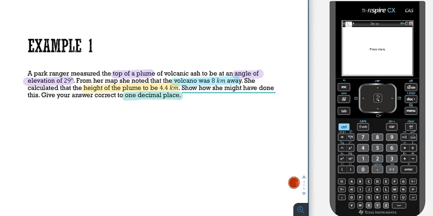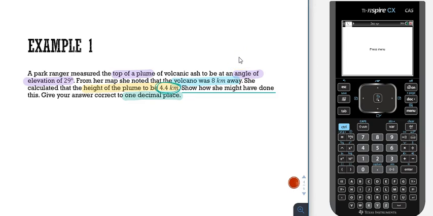This is an interesting question. It's a show that question, which is actually a style within itself. So in a show that question, you're given the answer in the question. So the answer to this, correct to one decimal place, is 4.4 kilometers. So we have an answer already, yet we're still going to do this. And the way we're going to do this is we're going to use the 8 kilometers and we're going to use the 29 degrees. And those two values we're going to use to calculate 4.4. So that's what we're showing, how she calculated the 4.4.